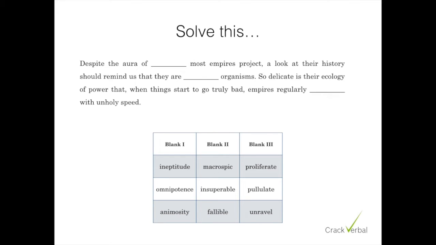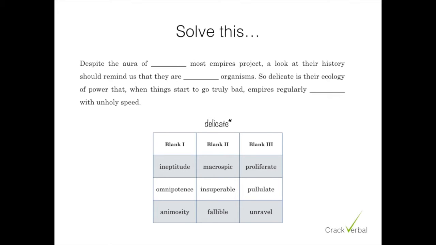The easiest blank here is the second blank, and this is so because the clue here is quite obvious. We know that these empires are delicate. The sentence says, so delicate is the ecology of power that, and so on. Therefore, the easiest thing to do is to recycle the clue word. I'm going to just rewrite the clue and compare it with the answer choices. We know that these organisms or these empires are actually delicate or fragile. They're not powerful. Let's look at the answer choices.